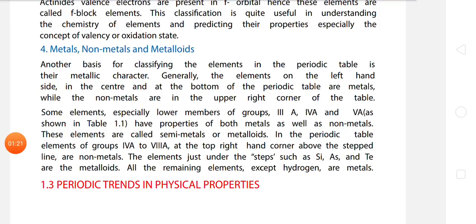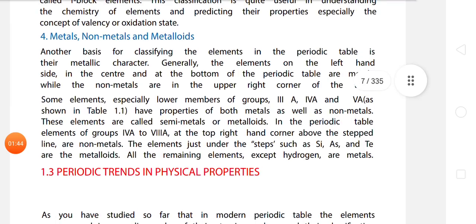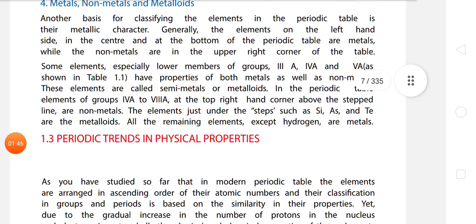In the periodic table, elements of group 6A, 7th A and 8th A at the top right hand corner above the stepped line are non-metals. The elements just under the steps, such as selenium, strontium and titanium, are metalloids. All the remaining elements except hydrogen are metals.